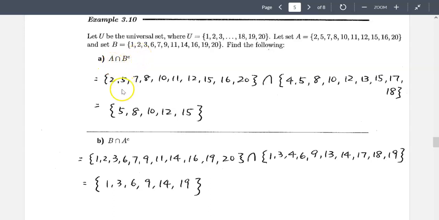Now A, we just simply list out A. Now we have this intersect. Now we need to find the B complement. So we need to take a look at B. Well, how is B compared to U? Because B complement means list all the numbers that are not in B, but are in U. What did B miss compared to U? So 4, 5, 8, 10, 12, 13, 15, 17, and 18, those are B complement. Now the intersect means what do they both have in common? In this case, 5, 8, 10, 12, and 15.